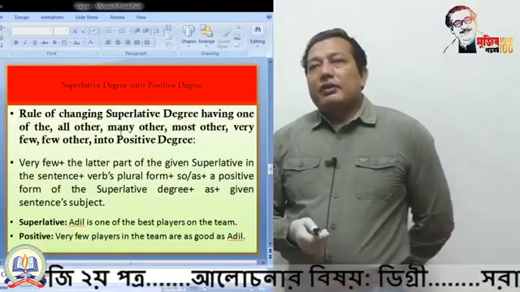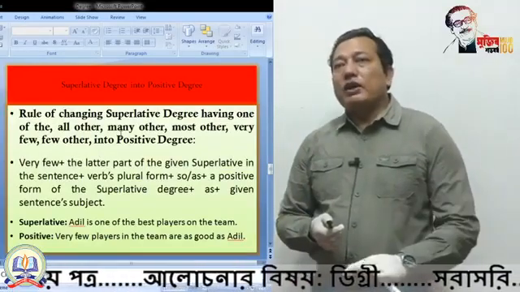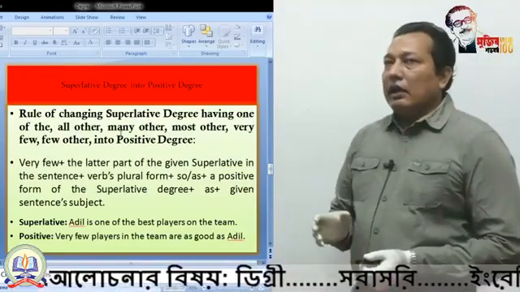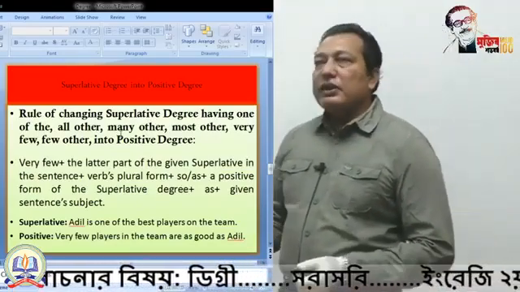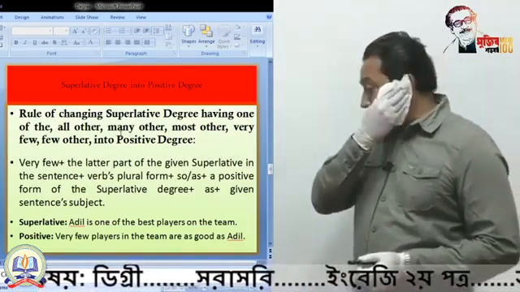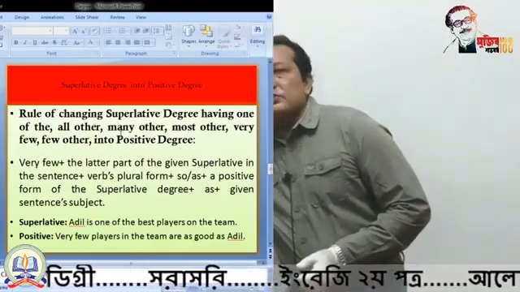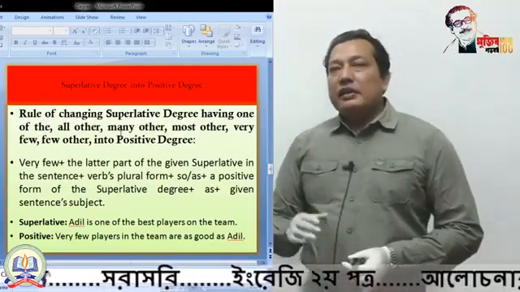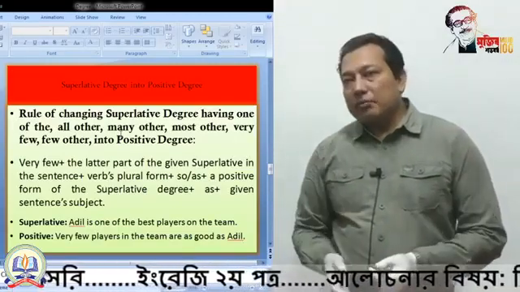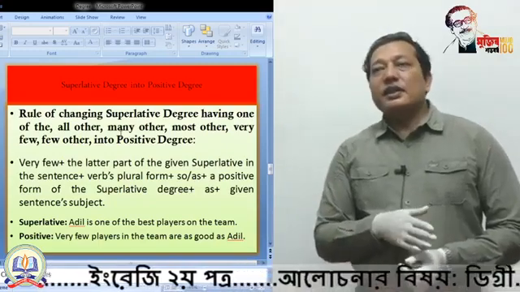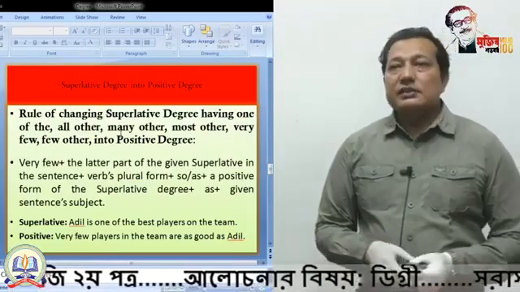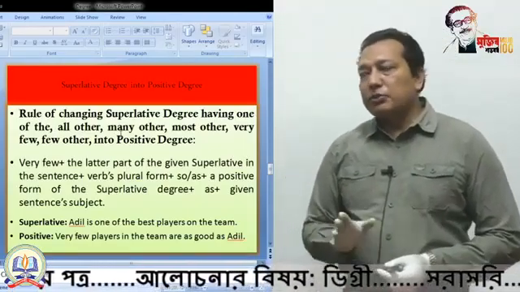You are getting fine. Rules of changing superlative degree, having "one of the," "all other," "many other," "most other," "very few other" into positive degree. That means in the construction of positive degree or superlative degree or comparative degree, you will find some different forms. Like here you are getting the superlative degree started with "one of the," but at first we saw it was started with "the." That means here, if you get "one of the," or "all other," or "many other," "most other," like that, of course you have to transform that superlative degree into positive in this way.